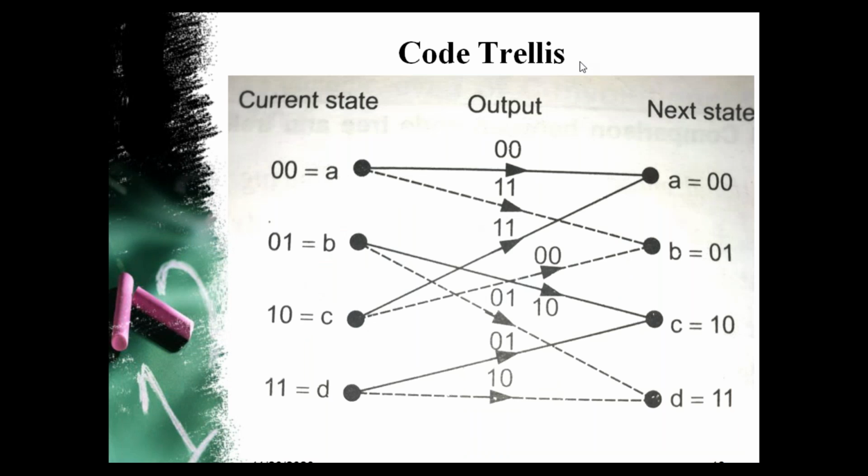That is a code trellis, or simply a trellis diagram. Here, we can say it is a simplified or compact form of the code tree. And in this code trellis representation, we represent all the states of the encoder twice. Here A, B, C, D are represented, and once again A, B, C, D are represented. And we take them as current state and next state.